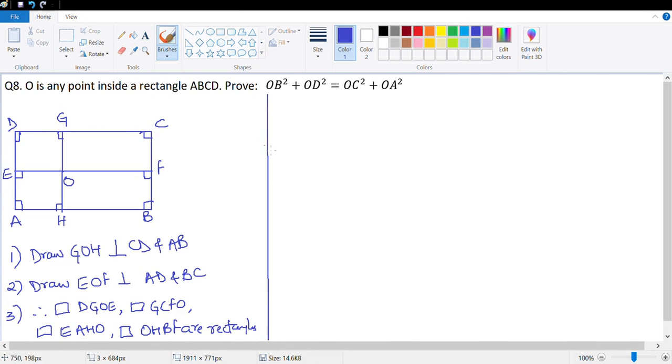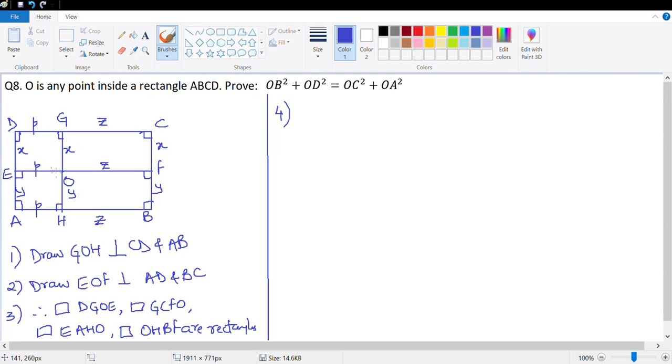So let's take some assumptions now. Let CF be X. So this is also X, this is also X. If this is Y, this is Y, this is Y. If GC is Z, then OF is Z and HB is also Z. If DG is P, EO is also P, AH is P.